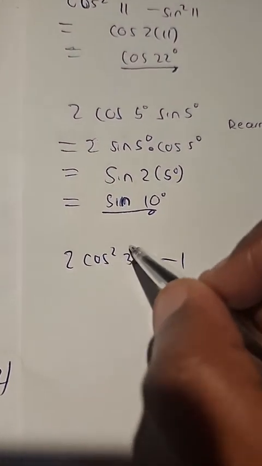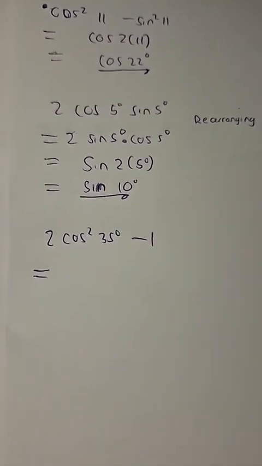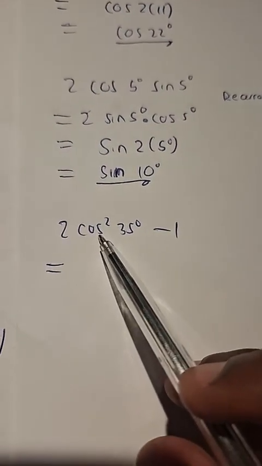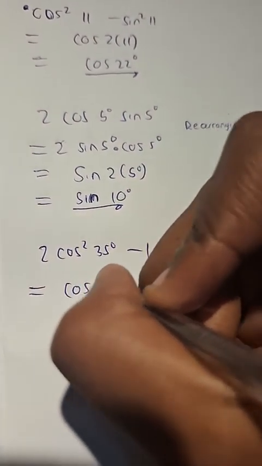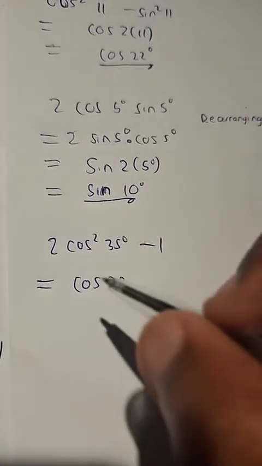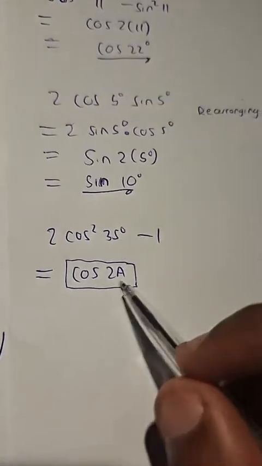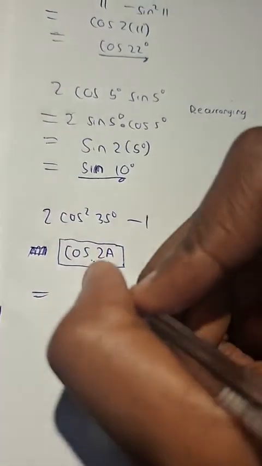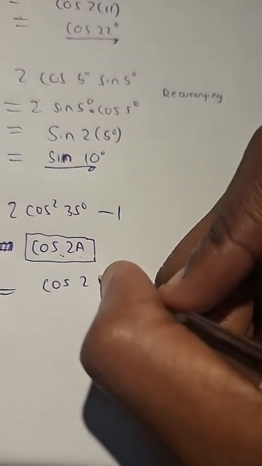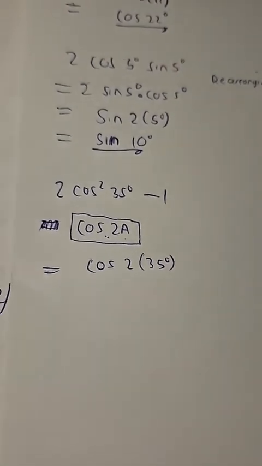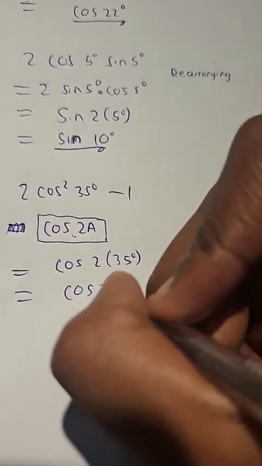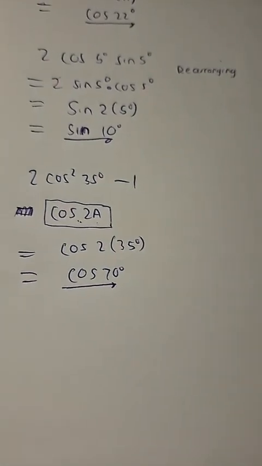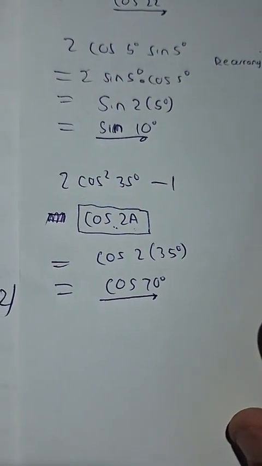So here we have 2 cos squared 35 degrees minus 1. What is that equal to? So if you look at this, this is the double angle of what? Of cos. It mirrors cos of this, right? So we remember that, but obviously in our answer we're not going to write that. This is just something to note, that it mirrors that. So therefore we write cos of 2 times 35 degrees, and then our final answer is cos 70 degrees. So that's a single trigonometric ratio.